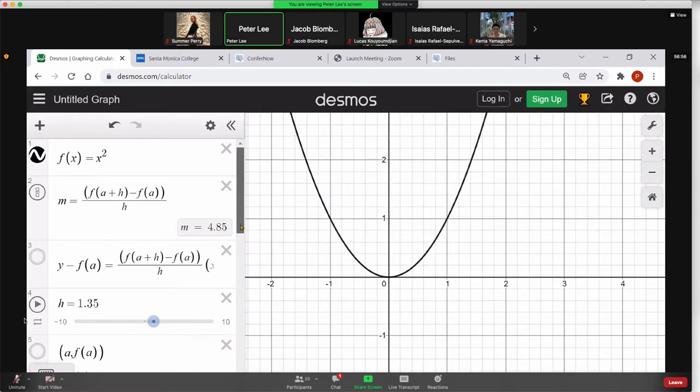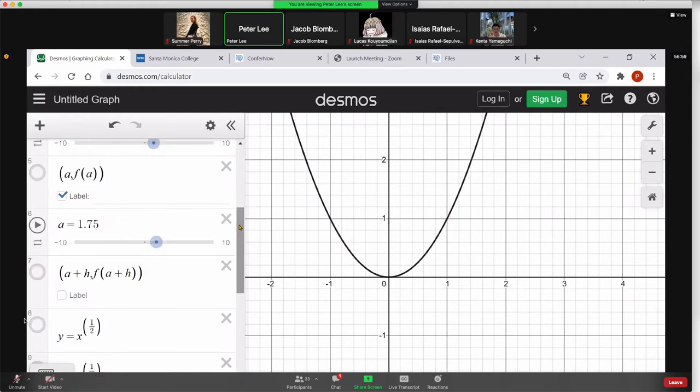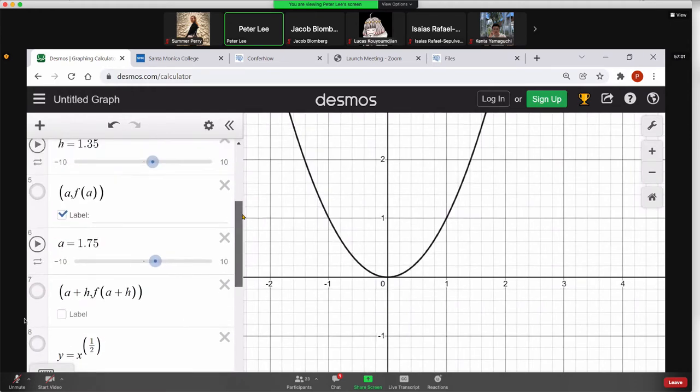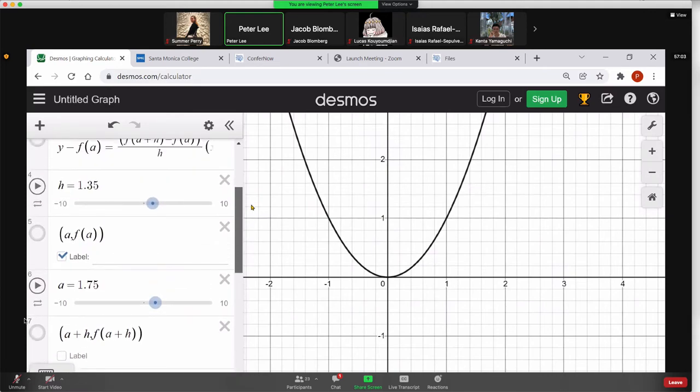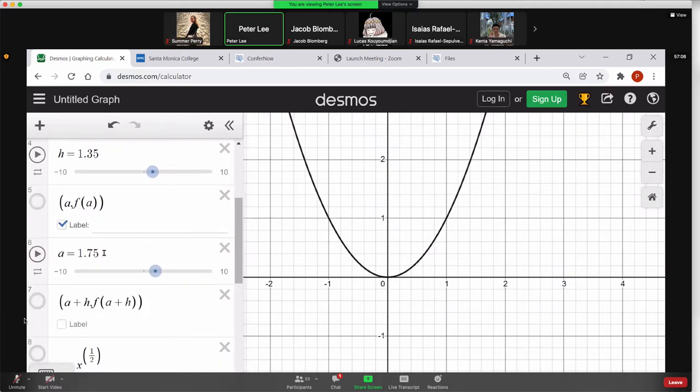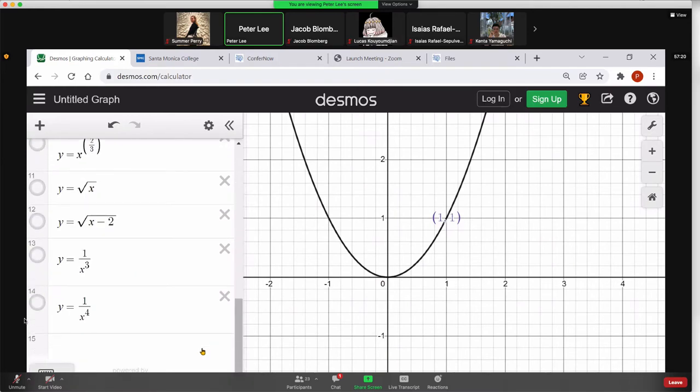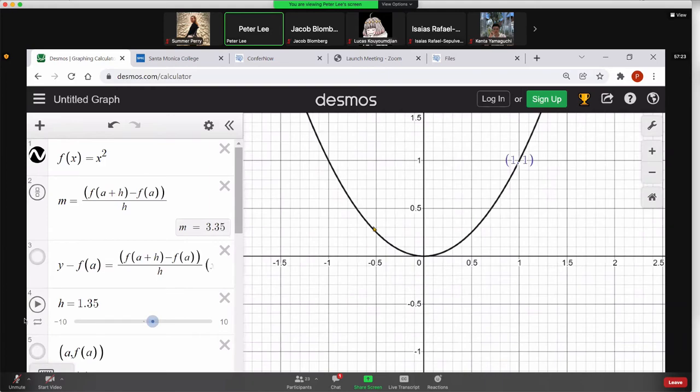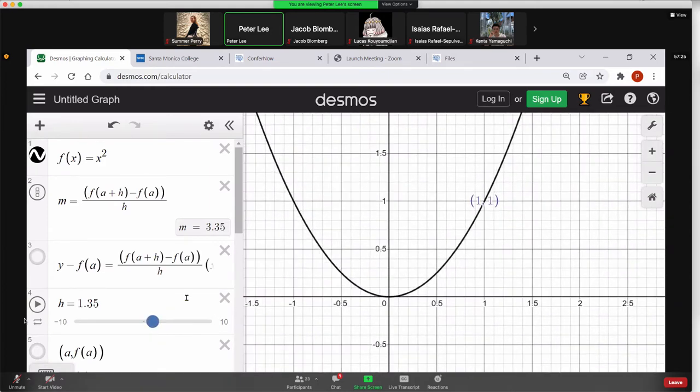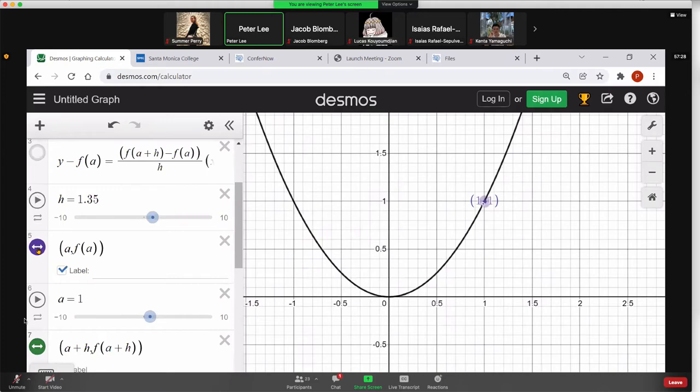And here we would like to find the tangent line to this curve at the point 1, 1. So now a equals 1. Did I say a equals 1? Oh, a is not right now 0.1, it's now 0.17. So let me set a equal to 1. Also, I'm going to label this point. Oh, there we go. There's the point 1, 1.